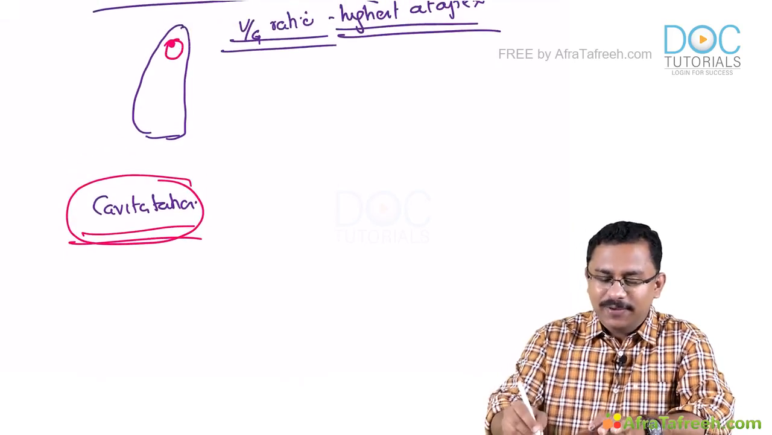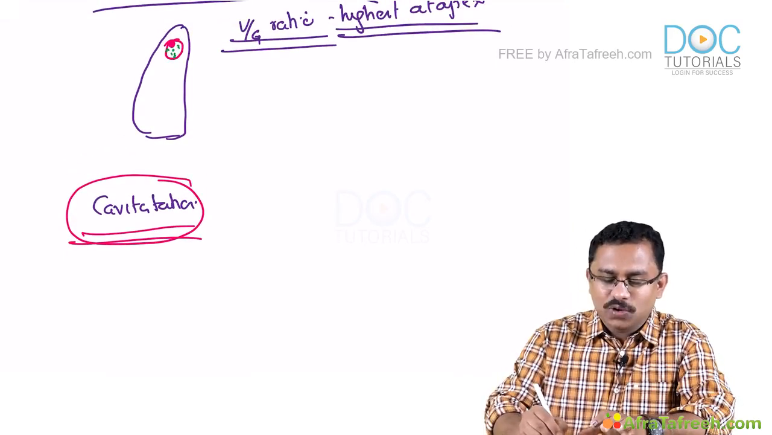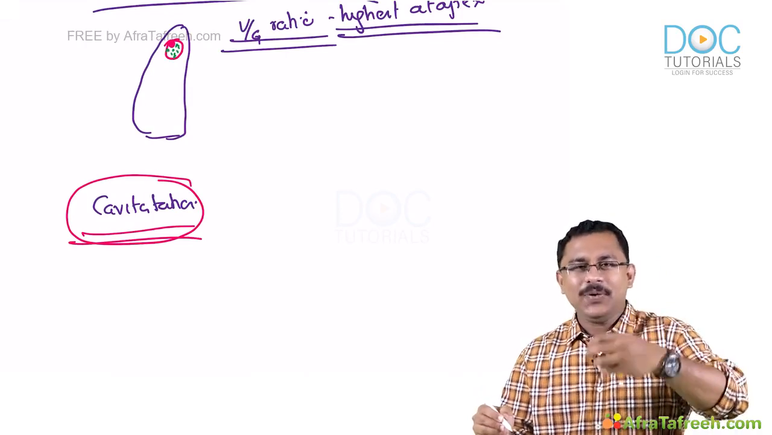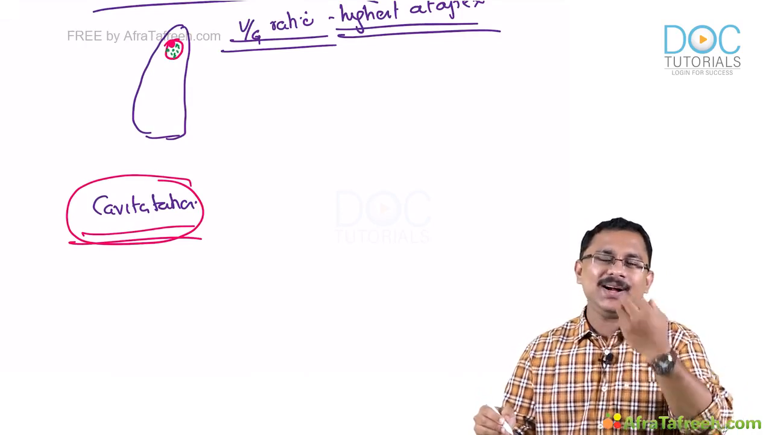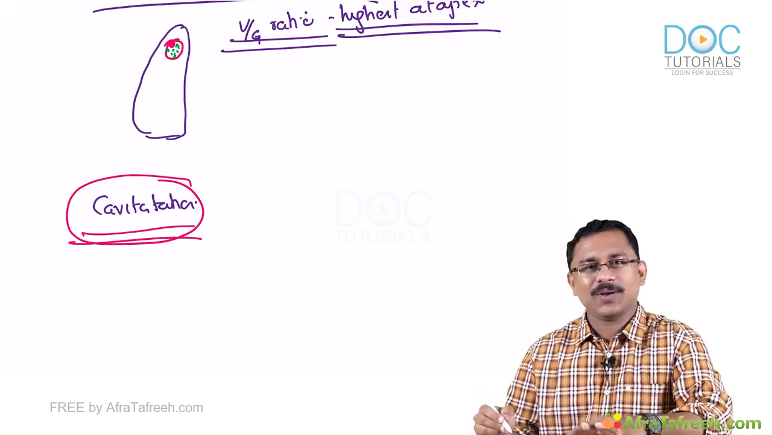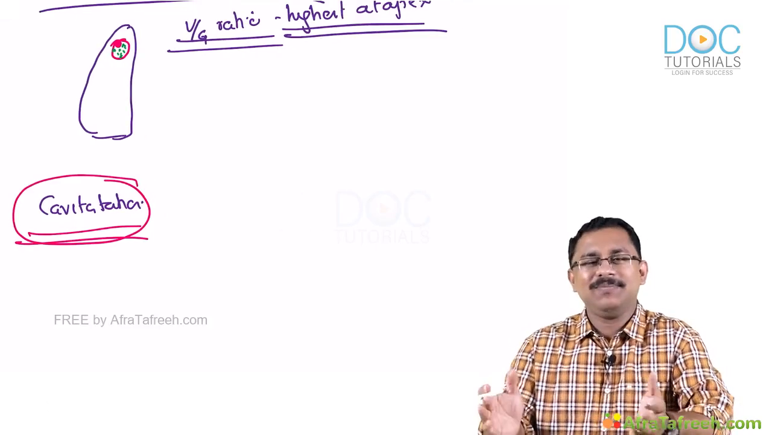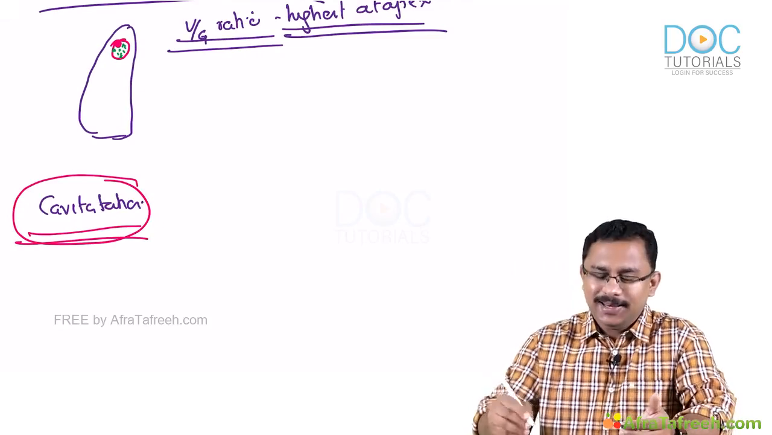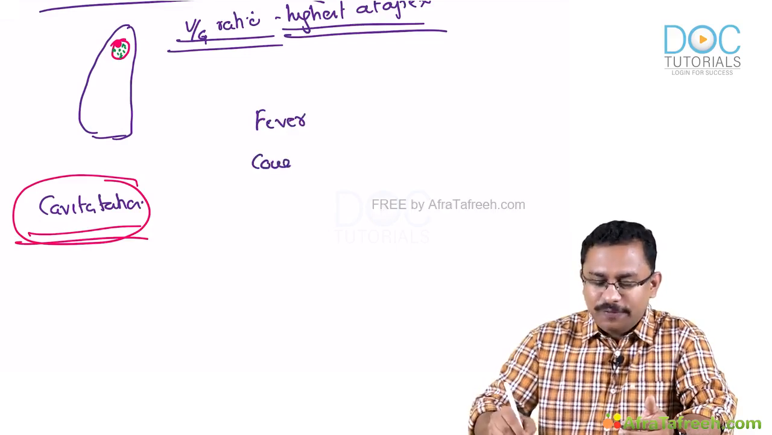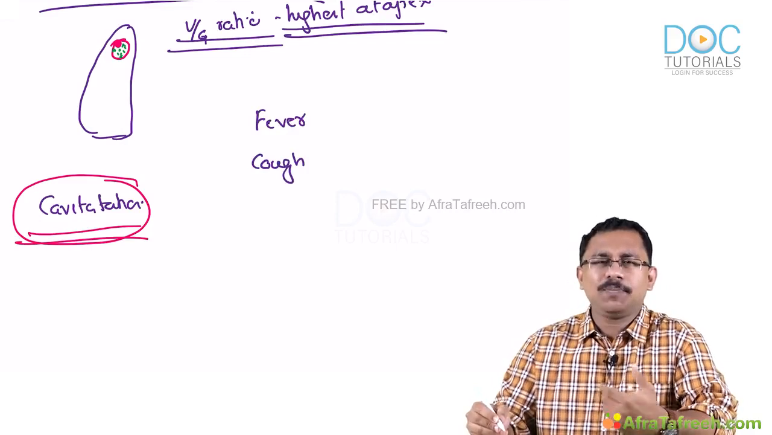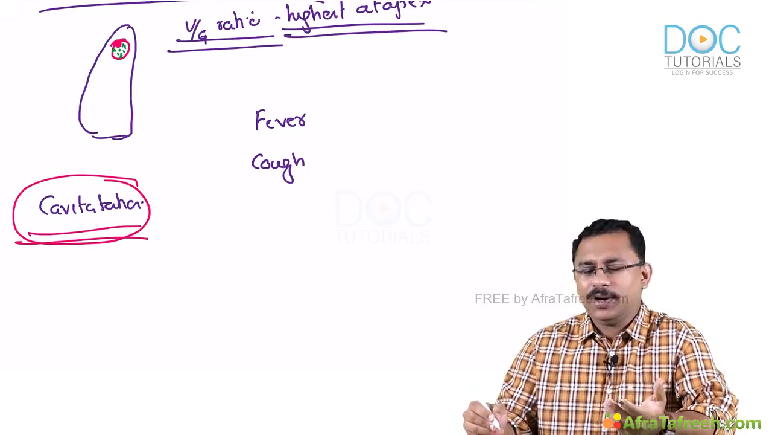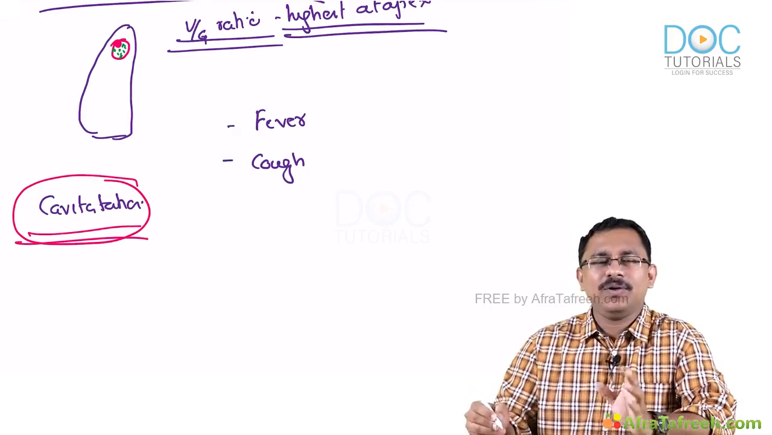The cavity you have here will be studded with the tubercle bacilli, and when it communicates with an airway, the bacilli come out through the droplets of this particular individual. So what will be the symptoms when a patient develops a secondary TB? Yes, you can have fever, you can have cough, and the cough is likely to be productive. You can have either a mucoid sputum, mucopurulent, or maybe even a purulent sputum. So fever will be there, cough will be there.